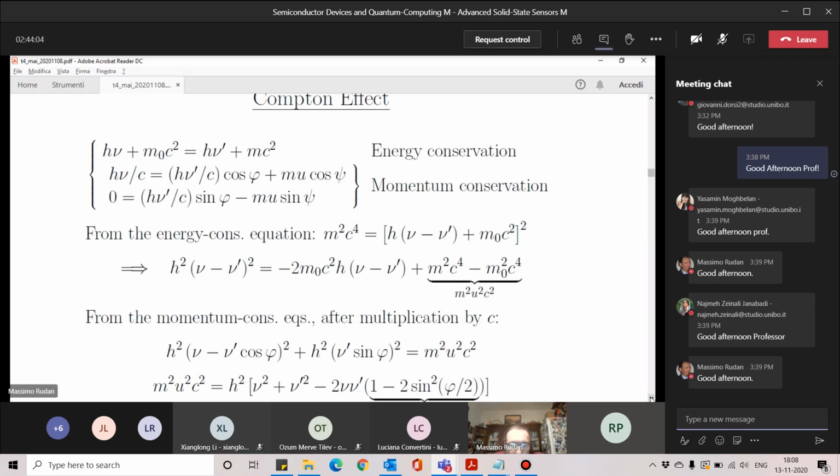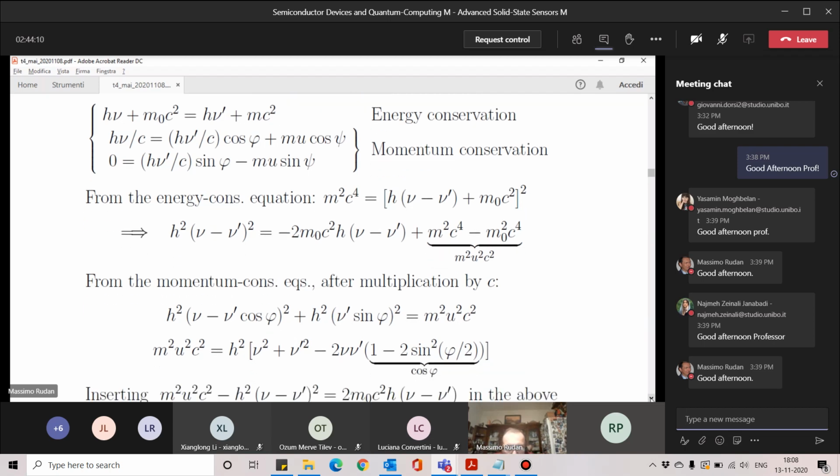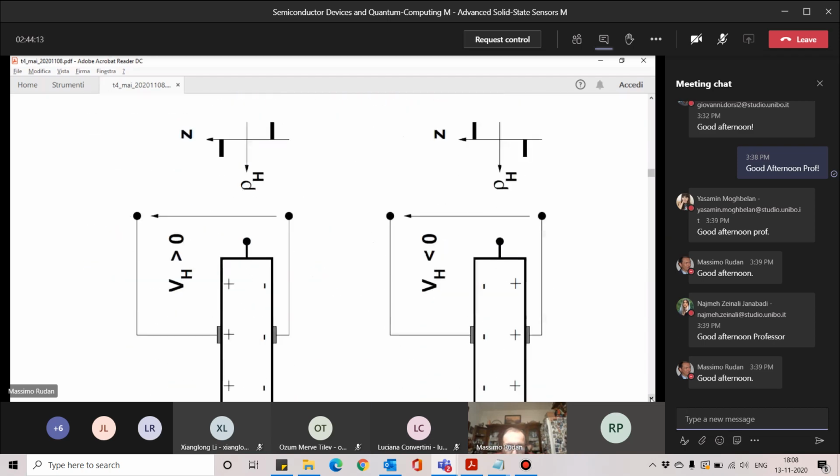So now we have the equations. Probably there is a figure somewhere. Let me check whether there is a figure.